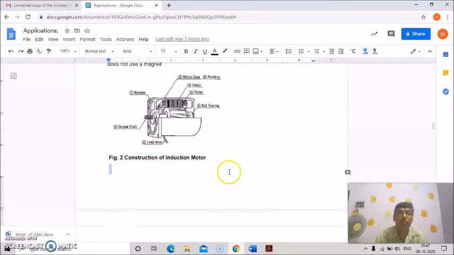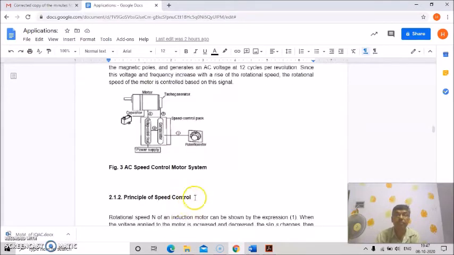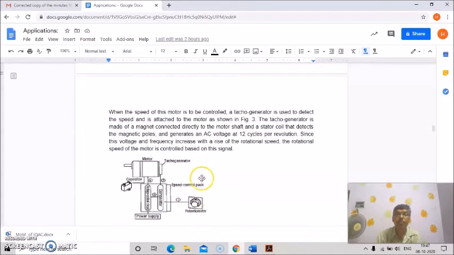This is mainly the construction. When the speed of this motor is to be controlled, a Tacho generator is used to detect the speed and is attached to the motor, as shown in this figure of the AC speed control motor system. This is the power supply, this is the motor, this is the Tacho generator, and this is the comparator. This is the potentiometer, this is the speed control pack, and this is the capacitor. So basically the speed of this motor is controlled.